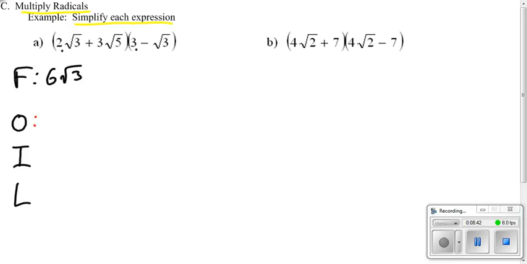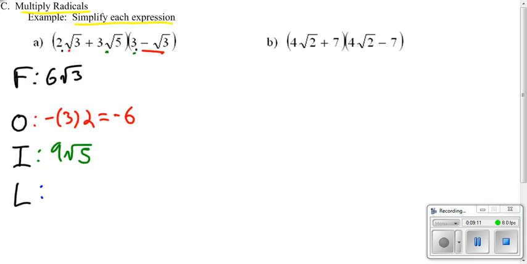If we do our outer, 2 square roots of 3 and negative square root of 3, that negative comes along for the ride. Square root of 3 times square root of 3 becomes 3, and we can't forget the 2 there. This is going to become negative 6. When we do our inners together, 3 square roots of 5 times 3 becomes 9 square roots of 5, which is already in its simplest form.